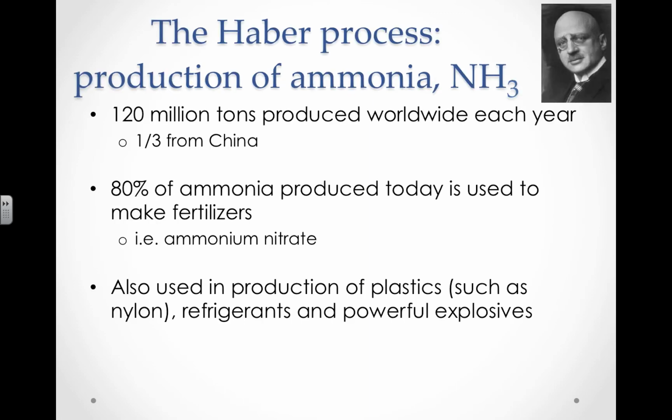Okay, so we're going to talk about the Haber process to start with. So here's Mr. Haber, and he developed a way of producing ammonia. So ammonia is very largely produced, about 120 million tons each year, and about 80% of it is used to make fertilizers. Now, it's also used in the production of plastics, refrigerants, and even some explosives. But its role as a fertilizer is why this has such significance.